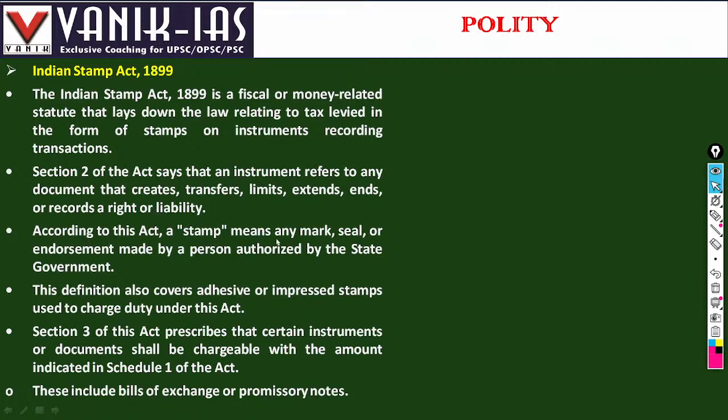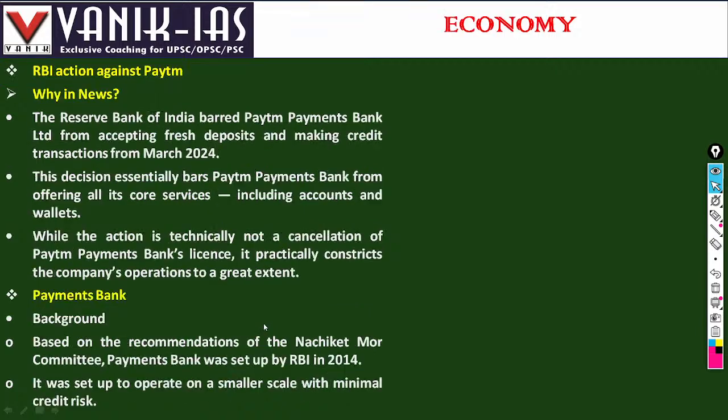According to this Act, stamp means any mark, seal or endorsement made by a person authorized by the state government. This definition also covers adhesive or impressed stamps used to charge duty under this Act. Section 3 of this Act prescribes that certain instruments or documents shall be chargeable with the amount indicated in Schedule 1 of the Act. This includes bills of exchange and promissory notes also.